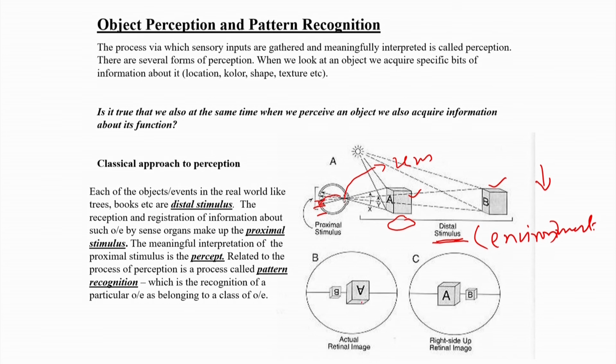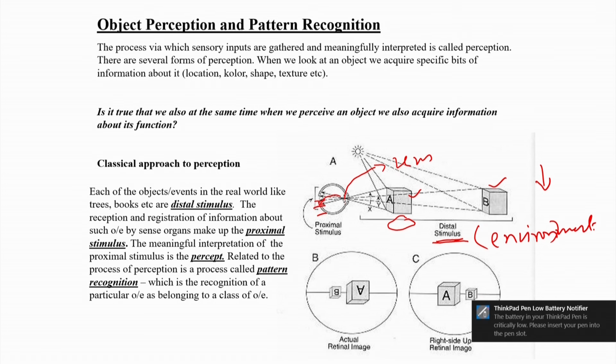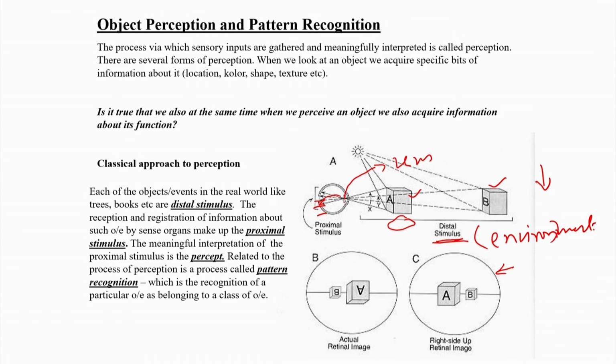And one of the solutions of interpreting chaotic data or huge data is to find similarities. Finding similarities between items is what is called making classifications or making patterns, and then identifying these patterns with a pre-stored pattern is the process of pattern recognition. A similar process happens here. As you can see in figure B and C, the actual retinal image is always inverted, but what really happens is the eye reinterprets or recorrects this into the actual image.